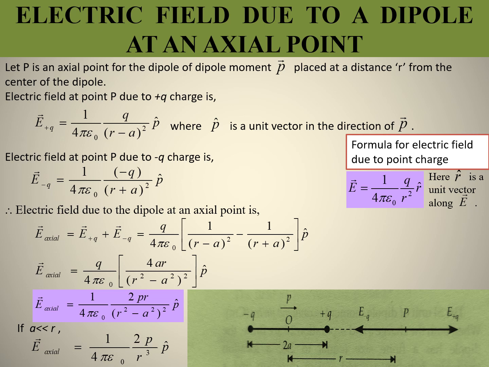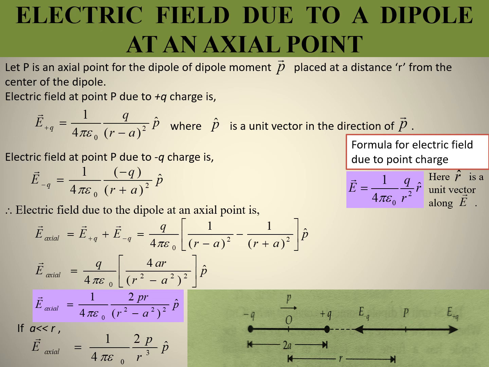Now let us come to the derivation of electric field due to a dipole at an axial point. We consider a dipole which contains two equal and opposite charges plus q and minus q as shown in the diagram, which are separated by a small distance of 2a. Let P be a point which is on the axis of the dipole at a distance of small r from the center of the dipole O.